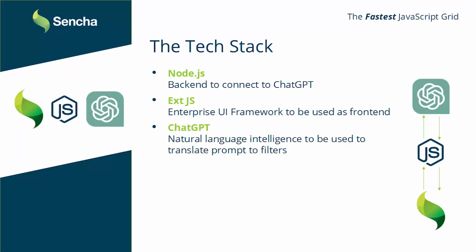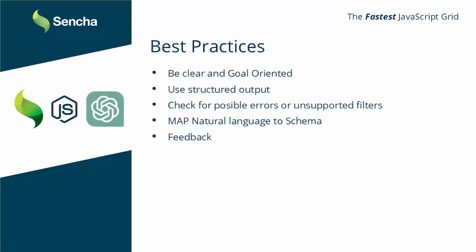We type our prompt, it's gonna be sent to Node.js, then that's gonna be sent to ChatGPT. ChatGPT is gonna return the data we need, and Node.js is gonna send it back to Sencha. Okay, now we're gonna be building that first prompt.